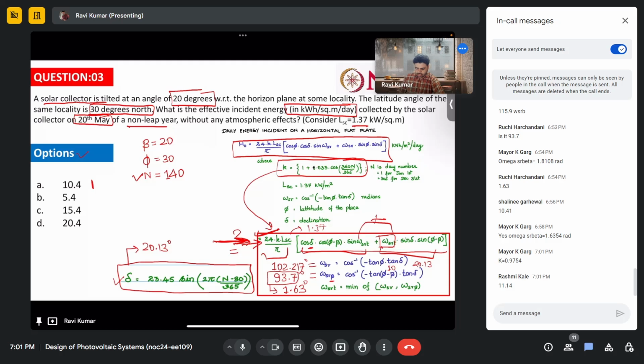Rasmi said 11.14. Okay, so it might be 11.14. In that case, you have not considered a good amount of significant figures in your calculation, but yes, you can get 11.14 as well. And if you are getting 11.14, which option will you choose? A, B, C, D?